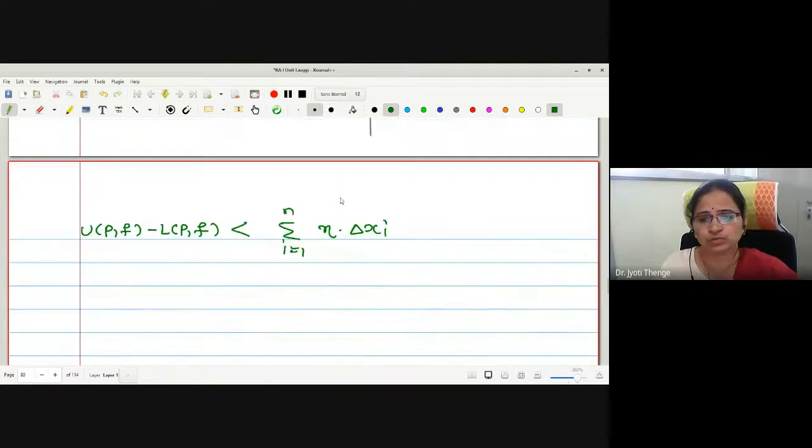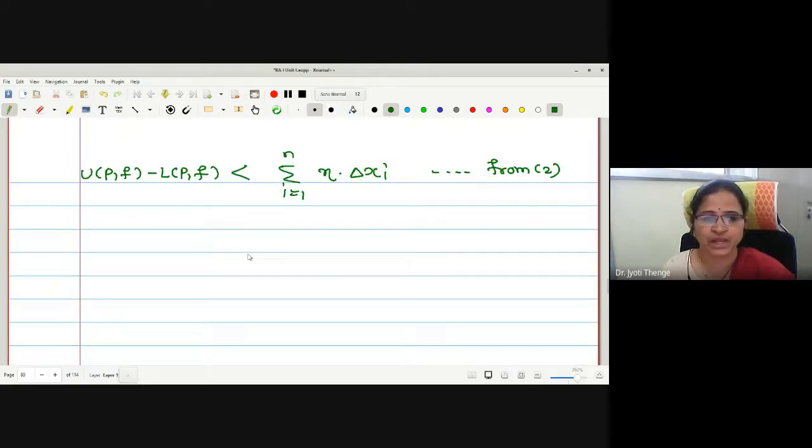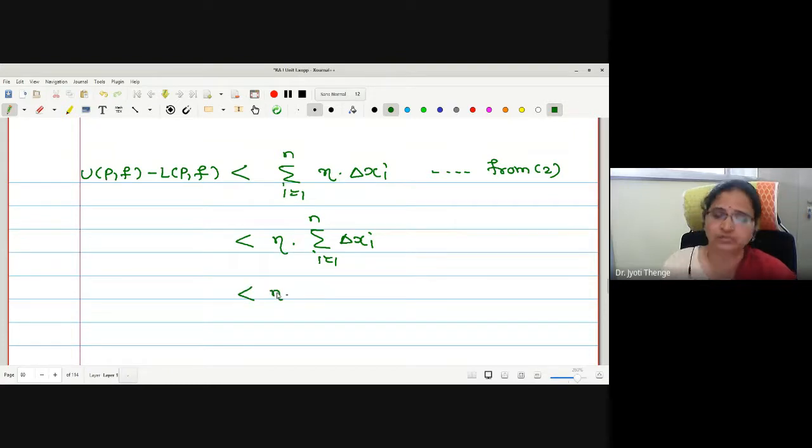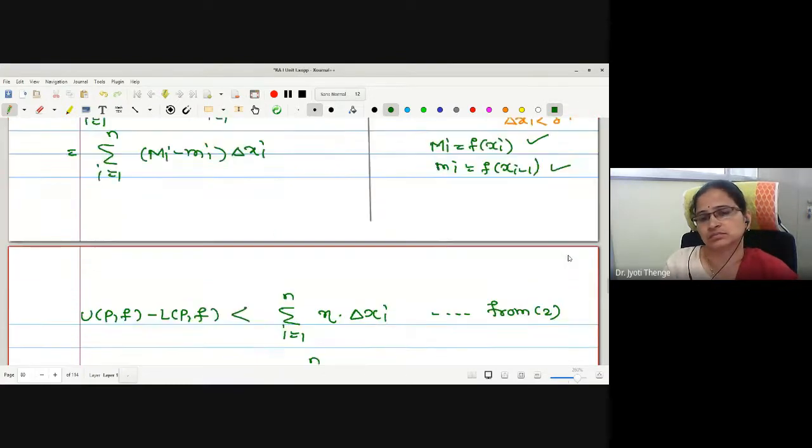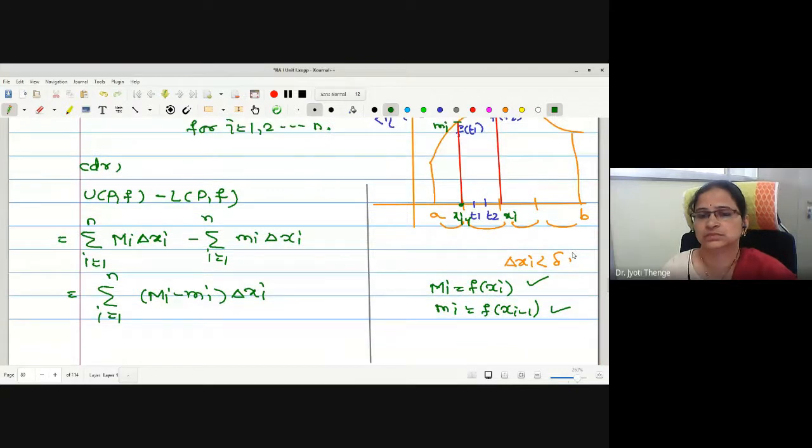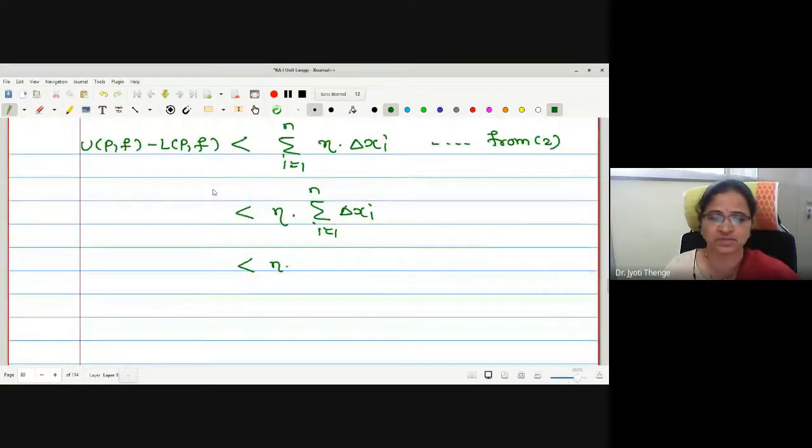And the reason is from 2. Now eta is independent of i. Take it out. We remain with the summation i equals 1 to n of delta xi. What is the sum of all delta xi's? If I make the sum of lengths of all the subintervals, it will give me the length of the whole interval. Yes, it is b minus a. Very good.